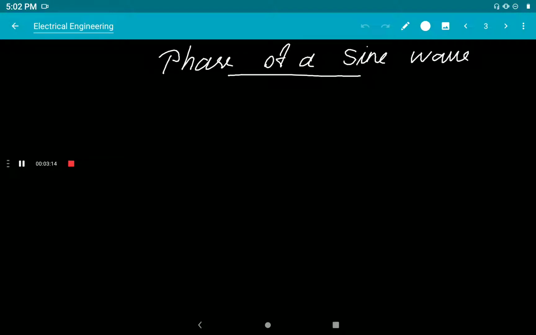So now we are going to study the phase of a sine wave. What is the phase of a sine wave? The phase of a sine wave is an angular measurement.